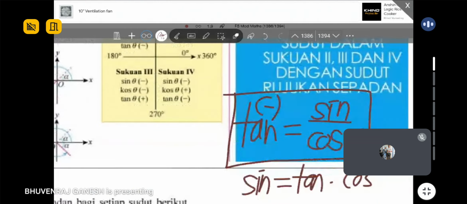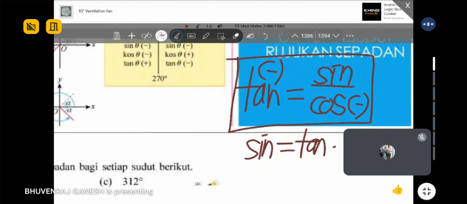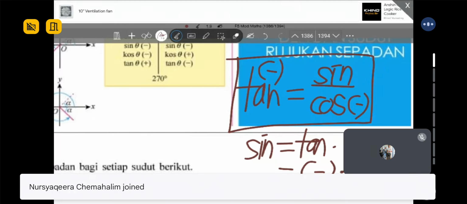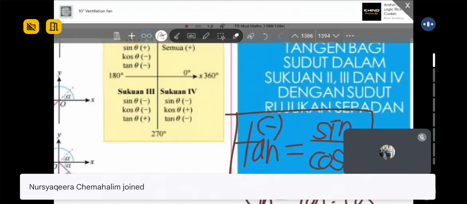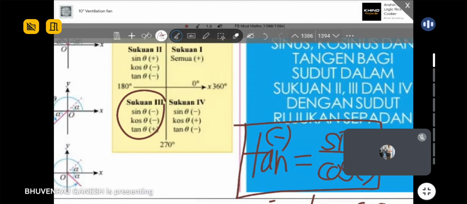So kita boleh guna rumus ni untuk cek. So negatif darab negatif, kamu akan pasti dapat nilai yang positif, tak kira apa sudut kamu. No matter what is your angle, negative times negative is always positive. Okay? Sama kamu boleh cek untuk kuadran ketiga dan yang keempat juga. Okay? So can you all understand, guys?